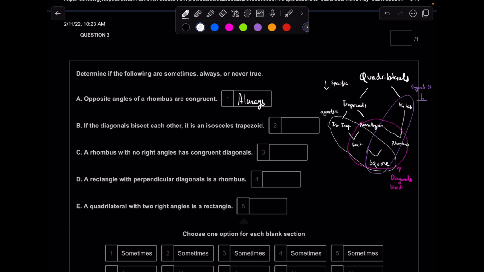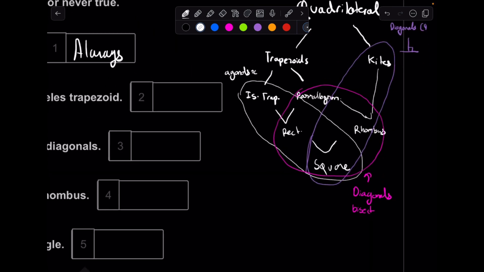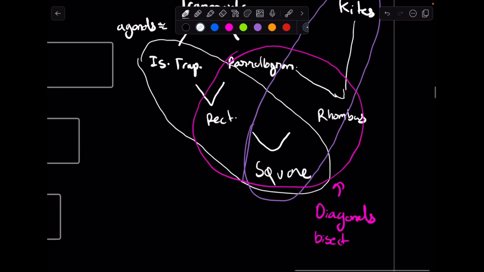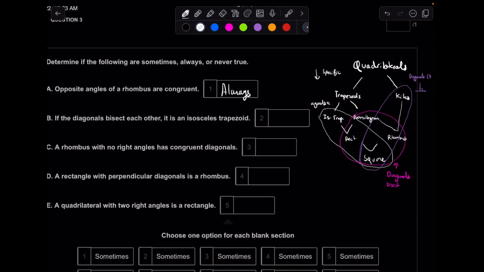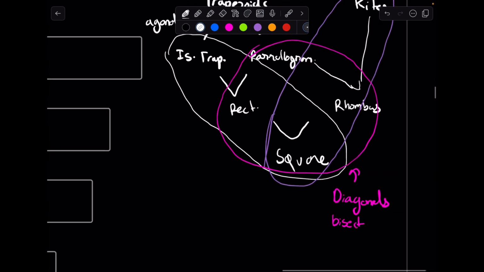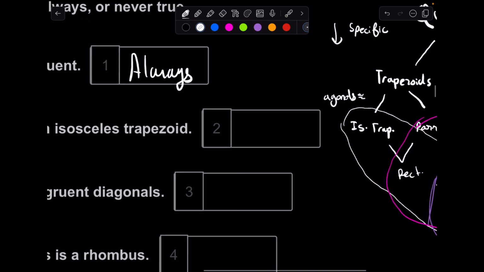Okay, let's move on to number 2. If the diagonals bisect each other, it's an isosceles trapezoid. Well, where do we see bisecting? Over here, right? If the diagonals bisect each other, it's an isosceles trapezoid. Where does it bisect? Over here. And can it be an isosceles trapezoid? Yes, if it's going up, it could be sometimes.